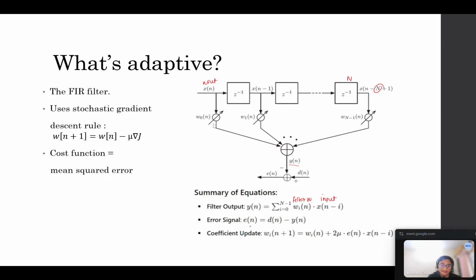The error signal is the desired signal minus the filter output. Now when we spoke about the LMS algorithm in the previous slide, we said that the n plus 1th weight is the nth weight plus 2 times mu into the error signal into the input signal that is shifted by i. We'll come to the derivation in the next slide.